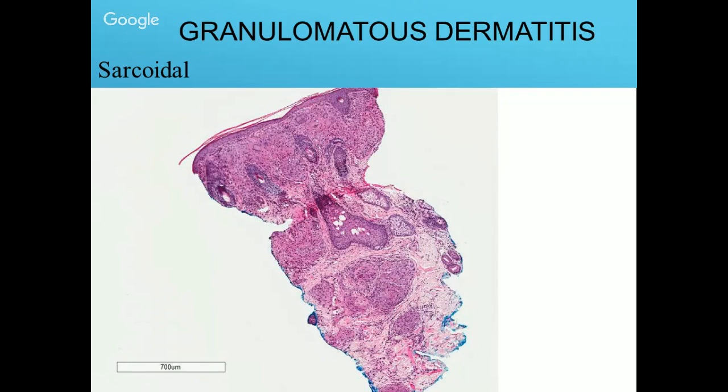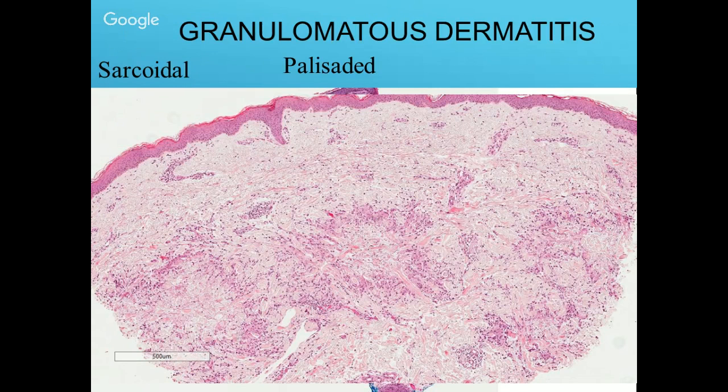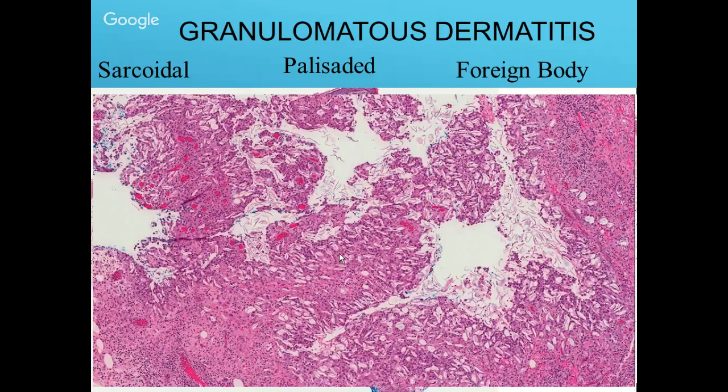So the absence of lymphocytes is what makes it a naked granuloma. Because if you see a lot of lymphocytes, it's not a naked granuloma. So that is what they mean by naked granulomas. The absence of lymphocytes, it's all like a collection of macrophages. And that is classically sarcoidal. And then the other we talked about is the palisaded. And the last one is the foreign body granuloma. So granulomatous dermatitis can be sarcoidal, can be palisaded, or can be foreign body reaction pattern.